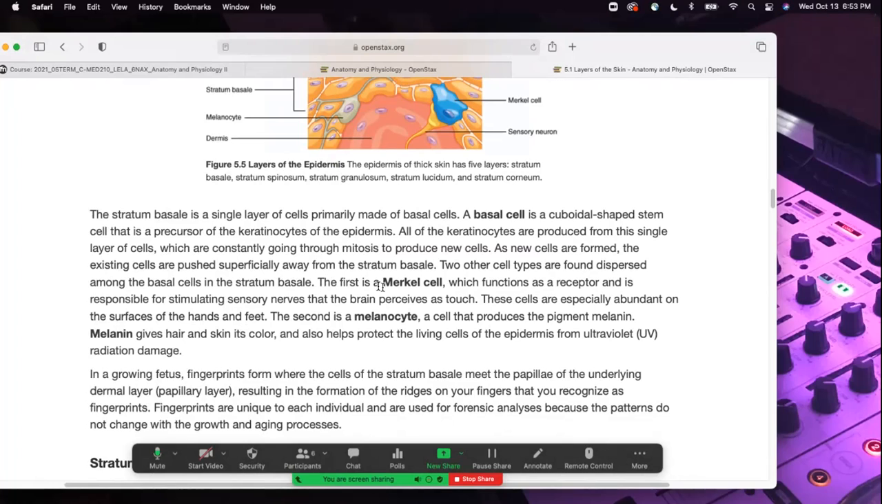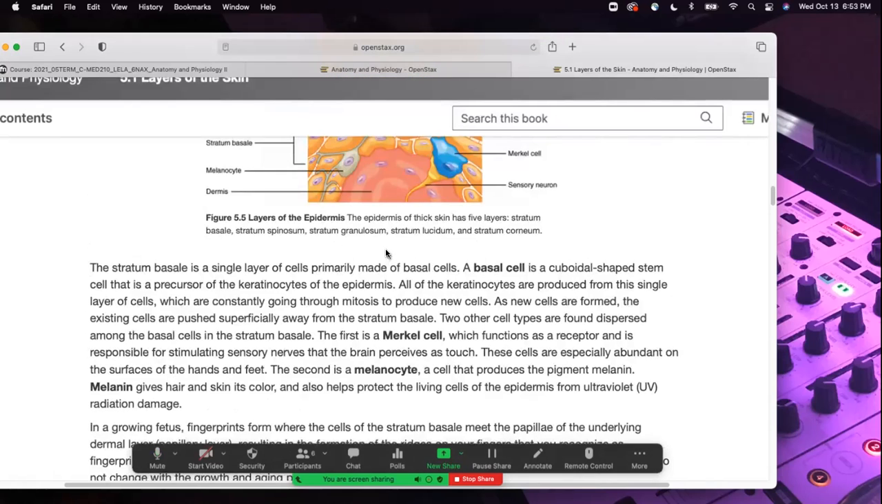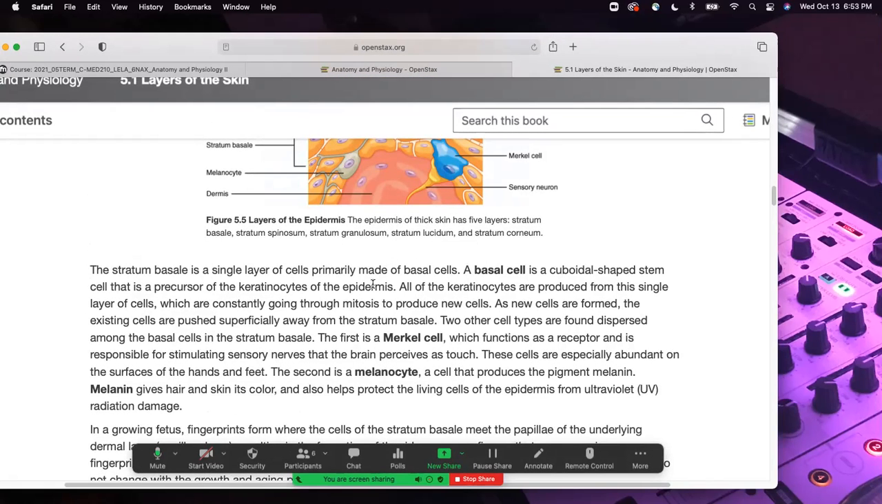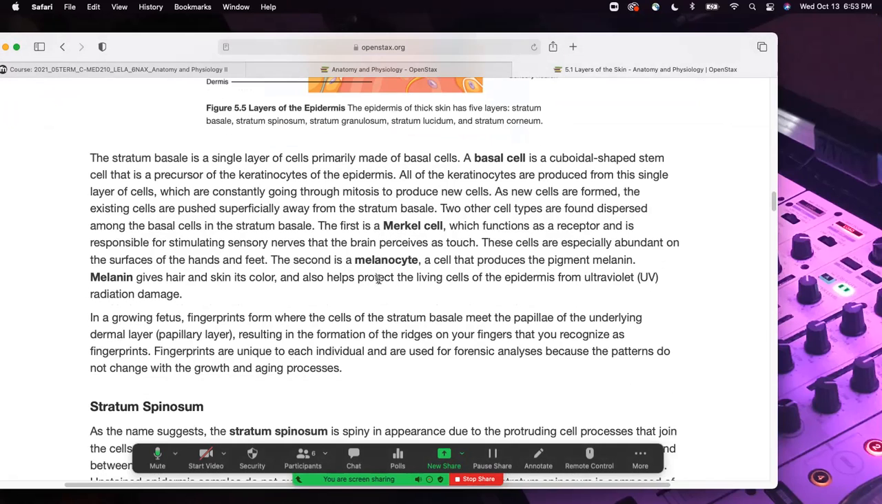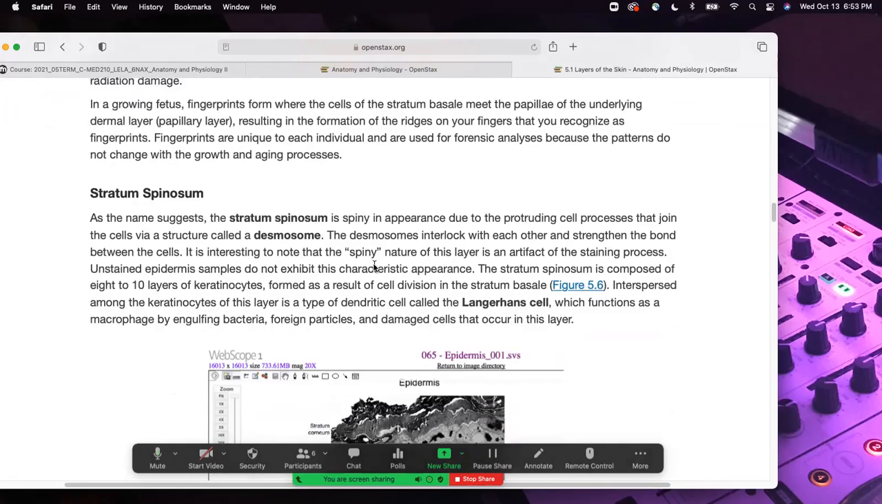So the Merkel cell we already talked about, that's touch. We also showed you the Pacinian corpuscle, which is deep touch. The Merkel cell is near the level of the epidermis, so it's a lighter touch. We already touched on melanocytes and melanin.